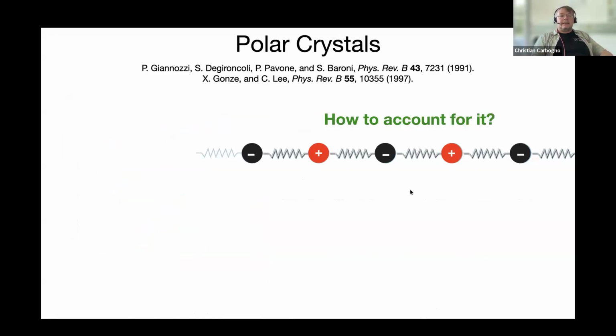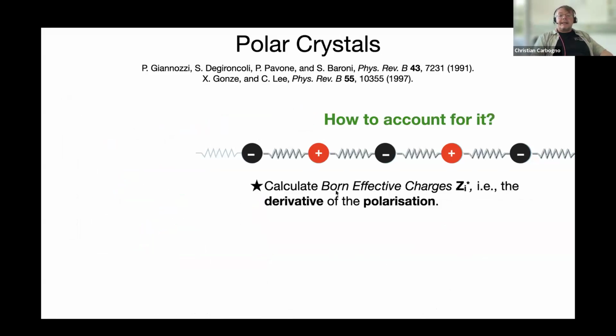And how can we do that? We do that by calculating the Born effective charges, which are essentially the derivative of the polarization. And in layman's words, nothing else than basically the nominal charge of this atom. So for magnesium, you would get something like around 2+, so maybe 1.97+.